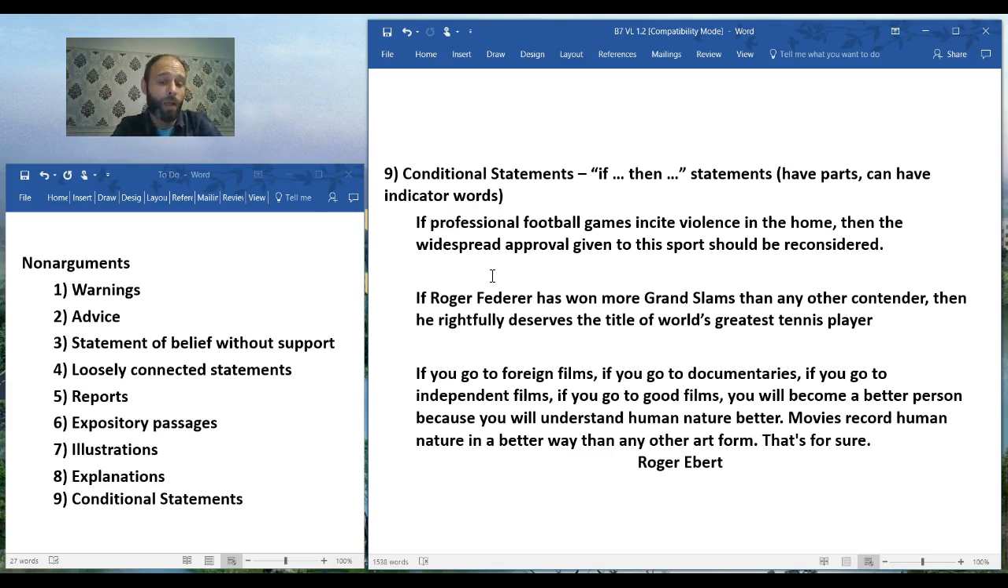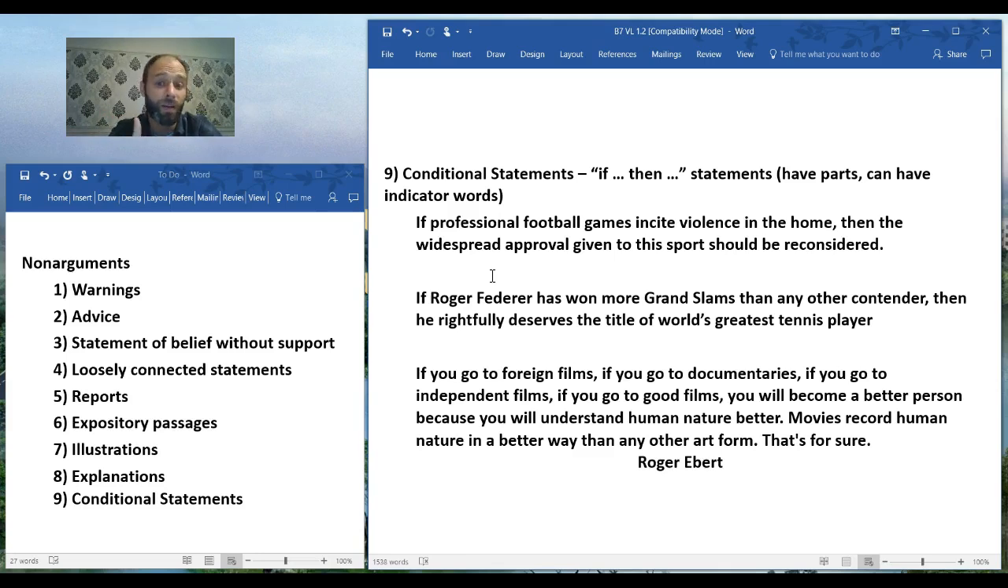And then we get that word because. Recall that because is often a premise indicator word. So you will understand human nature better. And then we get another premise: movies record human nature in a better way than any other art form. So those are actually two premises which give us reason to believe that if you go to all those types of films, you will become a better person. What gives us reason to believe that? You'll understand human nature better, and movies record human nature in a better way than any other art form. So the conditional statement here plays the role of a conclusion in this argument.